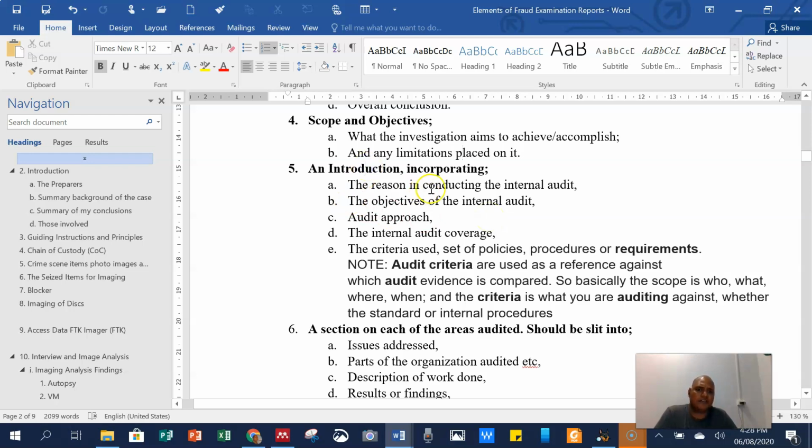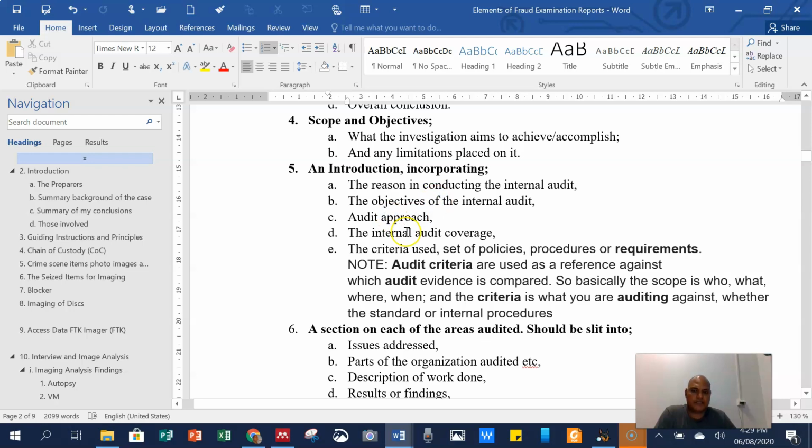Section 5 is the introduction, incorporating the reason for conducting the internal audit. As I said, when it's sanctioned by any manager or the board of directors outside of your audit framework, you can also put in the reasons for conducting the internal audit. Otherwise, it should mention that it complies with the organization's internal audit framework. Number 2, state the objectives. If you think that the objectives have been clearly designed and mentioned in Section 4, we can omit this one.